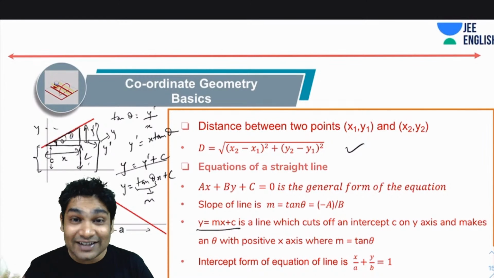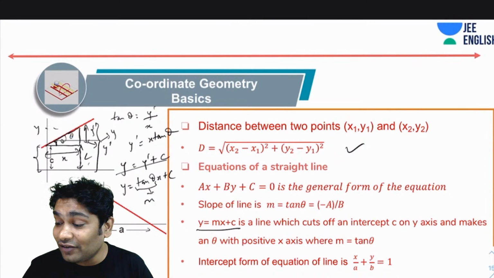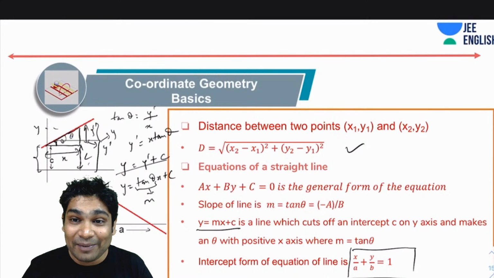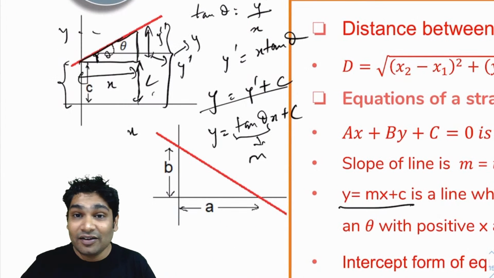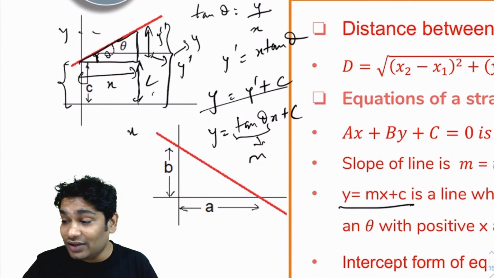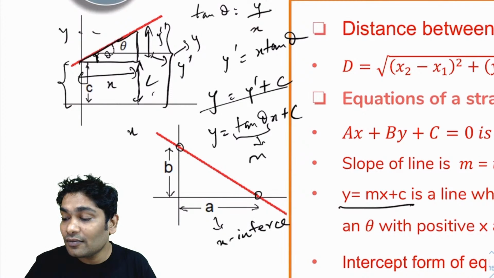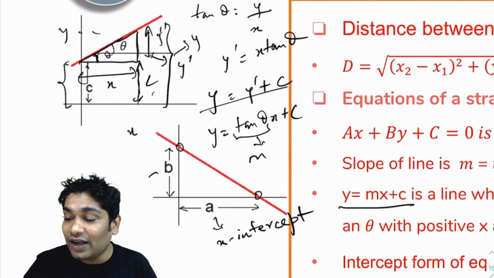Alright. Now there is another form of straight line equation which is called the intercept form. Intercept form is written as x over a plus y over b equals 1. This is how a straight line can be represented. This is called your x-intercept. Similarly, this is called your y-intercept.